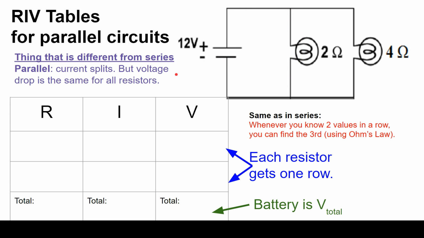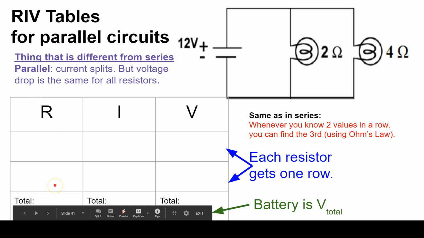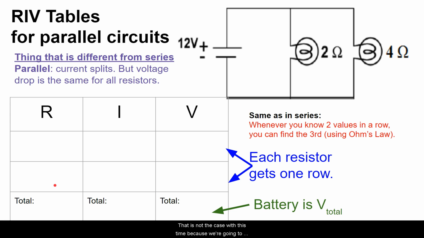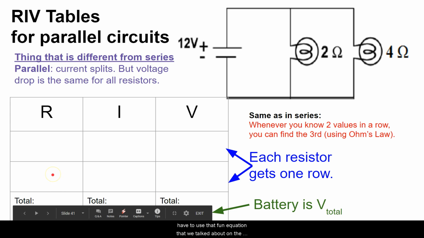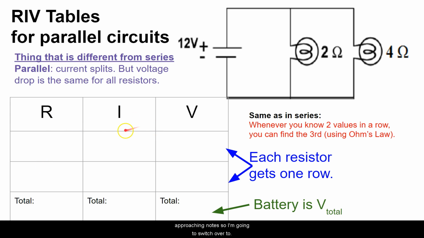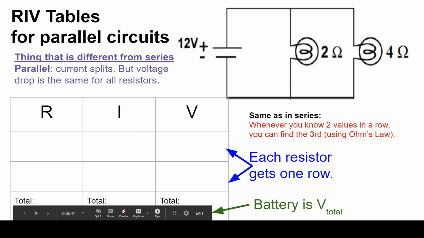that's just how it works. And then one thing I didn't write on here is that calculating the total resistance is going to be different than it was for series, because for series, you just added them all up, right? But that is not the case this time because we're going to have to use that fun equation that we talked about on the approaching notes. So I'm going to switch over to show you how to go over this calculation.